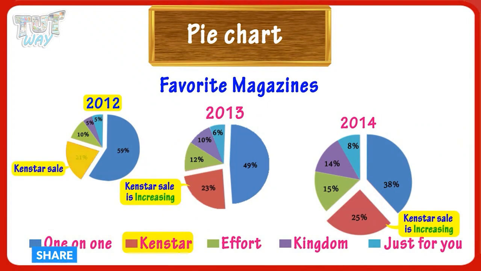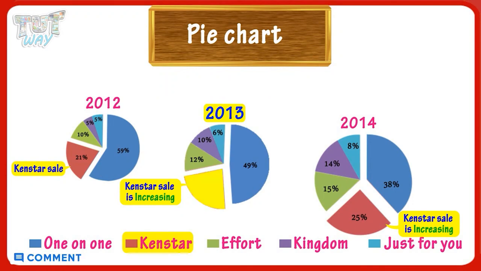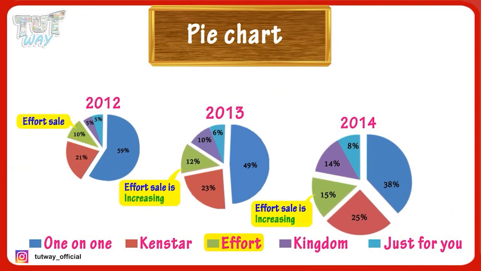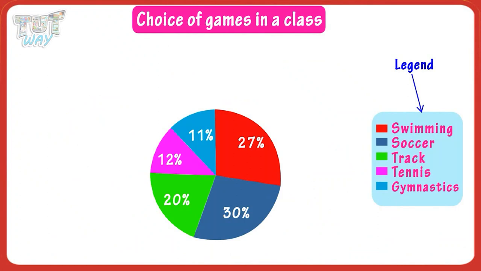And subscribers of ChemStar are increasing. 2012, 21%. 2013, 23%. 2014, 25%. More trends can be easily seen, like subscribers of effort are increasing. 2012, 10%. 2013, 12%. 2014, 15%.